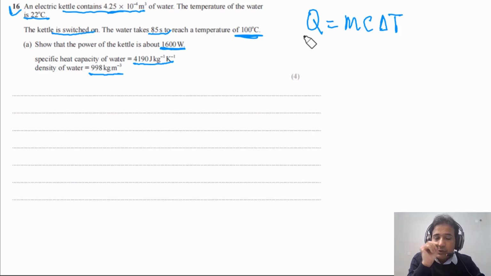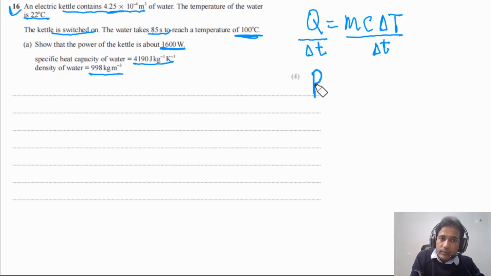But for this question, we need to calculate the power. So this is the energy. If we divide this by delta T, that becomes power. So if we divide this side by delta T, we also need to divide this side by delta T. Now we can rewrite this formula. So this is power, which is mc delta T divided by time taken. So this is how we can calculate the power.